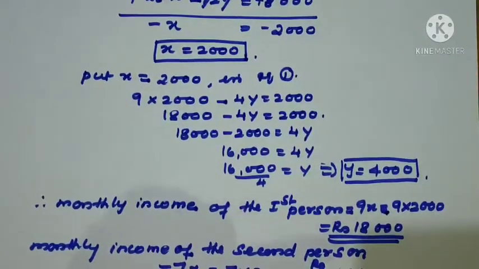Finally we have to calculate the monthly income of the first person and the second person. 9x and 7x are the values, so multiplying 2000 with those numbers, 18,000 and 14,000 are their incomes.